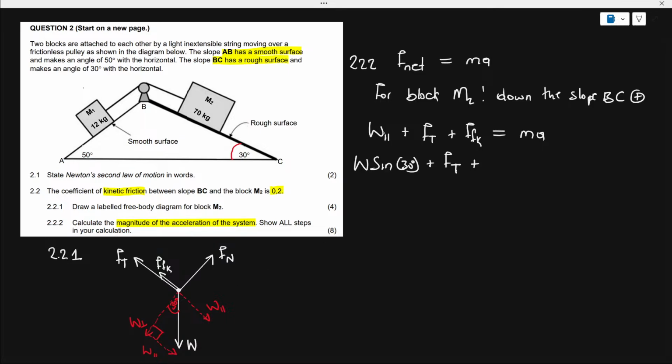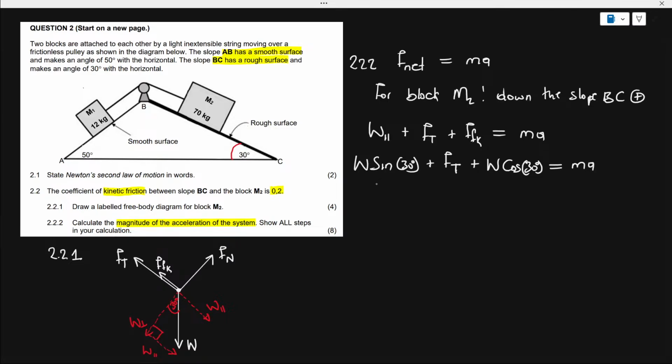Now, we know that the parallel component is given by the weight sine of theta. Then the perpendicular component will be given by the weight cosine of 30 degrees. Okay? And alternatively, we can also see that this perpendicular component is adjacent to this angle of 30 degrees. So adjacent over the hypotenuse is equal to cosine. Okay, so these are going to be equal to ma.